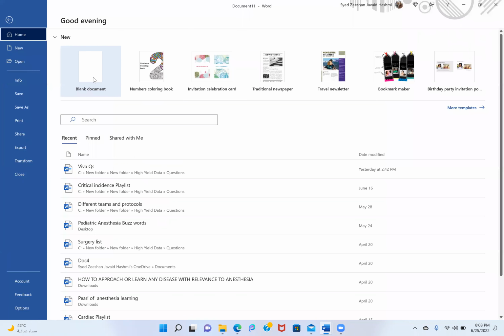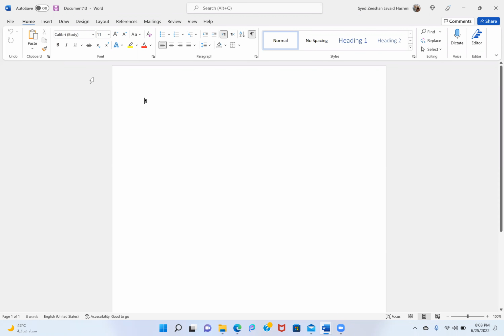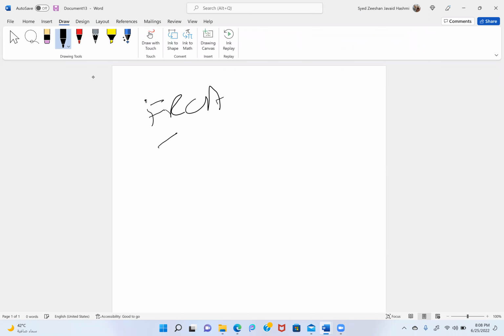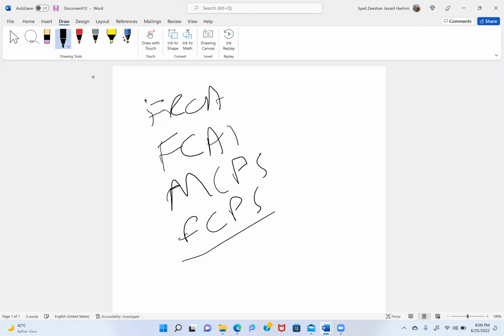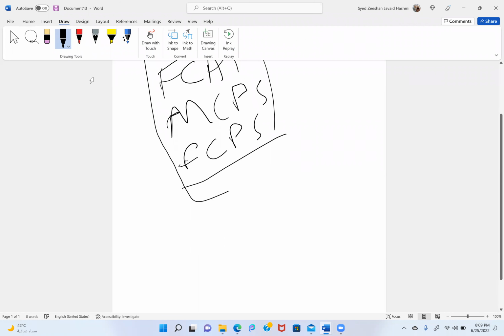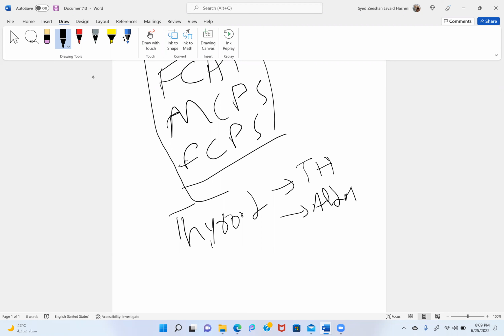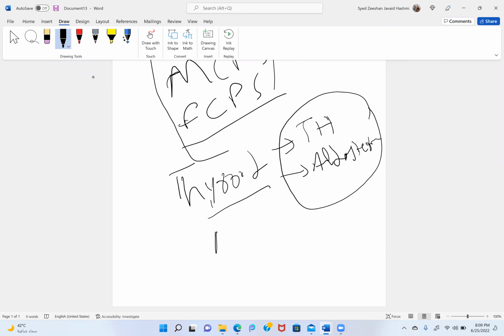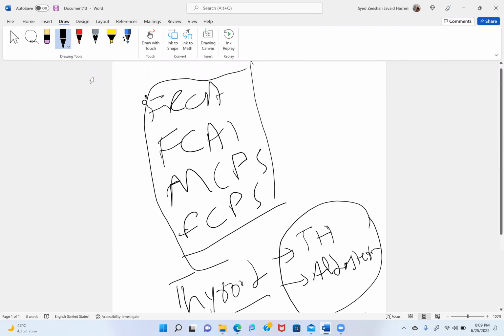how you can target. So the best thing is that even if you are preparing for FRCA or FCAI or MCPS or FCPS, there are certain things which will never change. If you are studying thyroid, everywhere for every exam, thyroid will be releasing thyroid hormone. Okay, it will not be releasing aldosterone. So that makes it easy for you to start the first step, that everywhere thyroid gland will be secreting thyroid hormone, and in every exam thyroid gland will be in the neck, not in the foot.